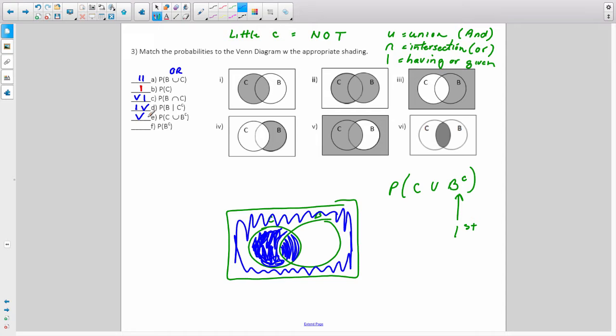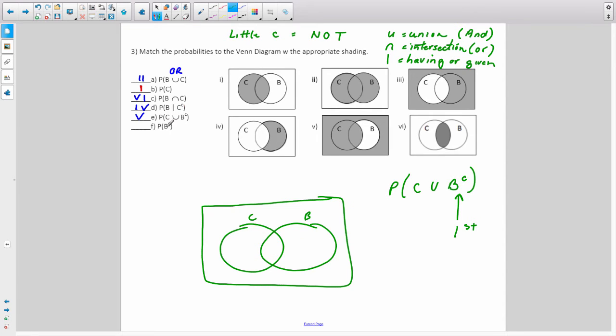Now you could do process of elimination for this one, but let's talk about it. What's the probability of not being in B? Okay, this question is incorrect. It should be the probability of everyone not in C. Because you know that the outstanding solution is 3, which is this guy. And I think it was just a typo.